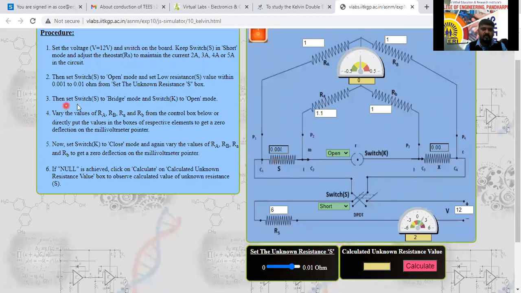Next, set the switch Y to bridge mode and switch K to open mode here. Now it is in the open mode only. I have to set this one into bridge mode now.